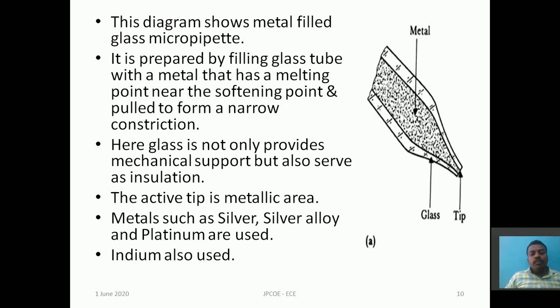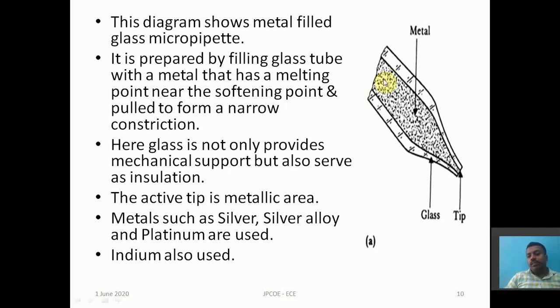Here the glass not only provides mechanical support but also serves as insulation. The glass provides very good insulation. The tip is a metallic area, so it acts as an electrode. The metals used here are silver or silver alloy or platinum. Iridium is also used sometimes. So this is the basic concept.